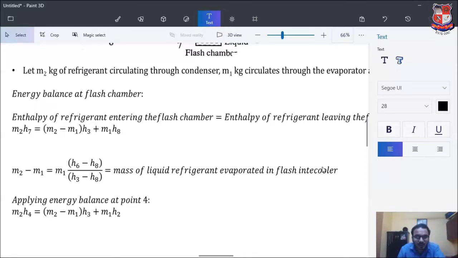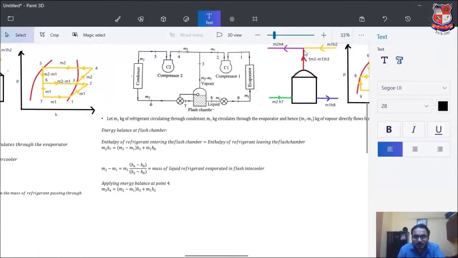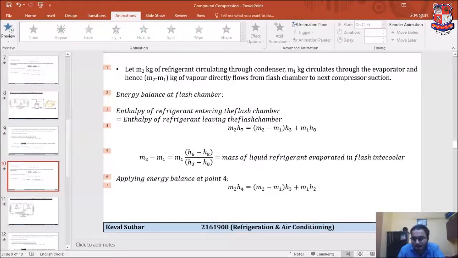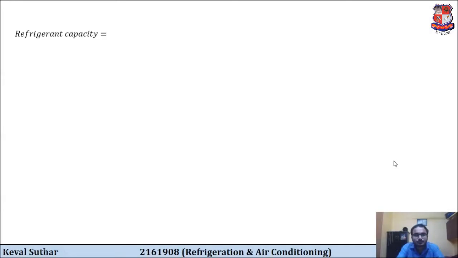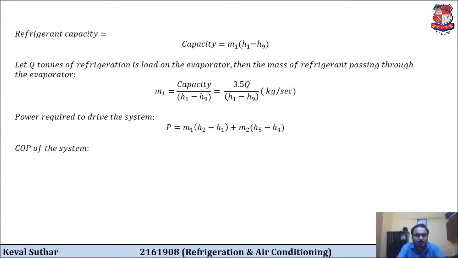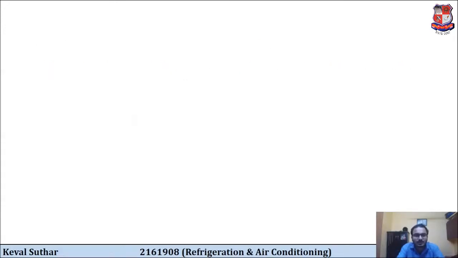Okay, and energy balance at point number 4. So now we are at this point. Okay, so here M2 into H4 is equal to M1 into H2 plus this M2 minus M1 into H3. To understand this formula, if you see this figure at this location, you will very easily understand this. Okay, now these formulas can also be easily understood by yourself, and they are very similar to our previous theories.